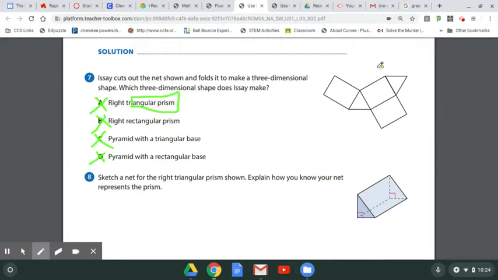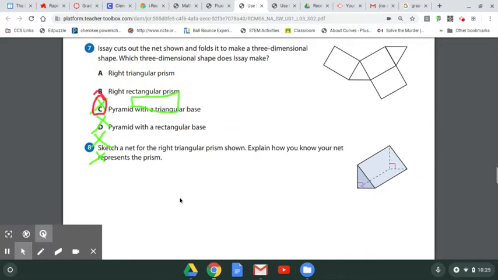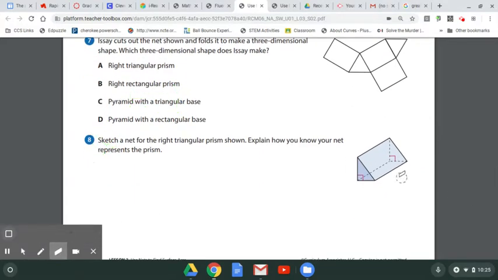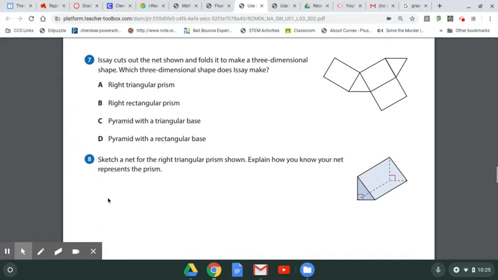So you have to be smart enough to know what kind it is, and then you go over and find it. But if I had to choose one, this one would be the closest. Okay? So here, they must have gotten it confused with this next one, because it says sketch a net for the right triangular prism shown below. Explain how you know your net represents the prism. Okay, you can stop the video here and then you can check it with mine.